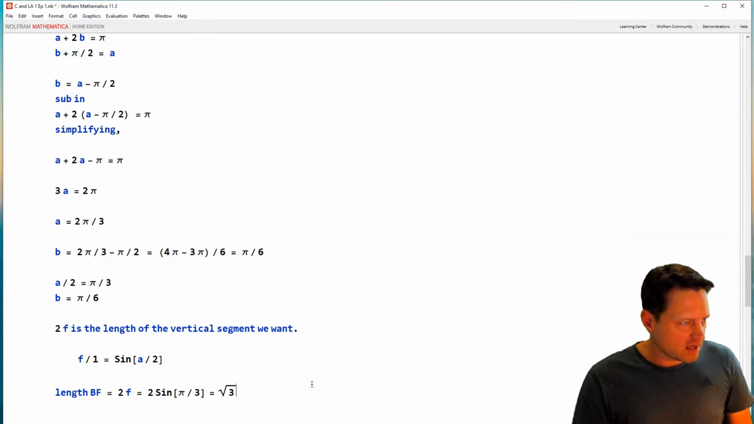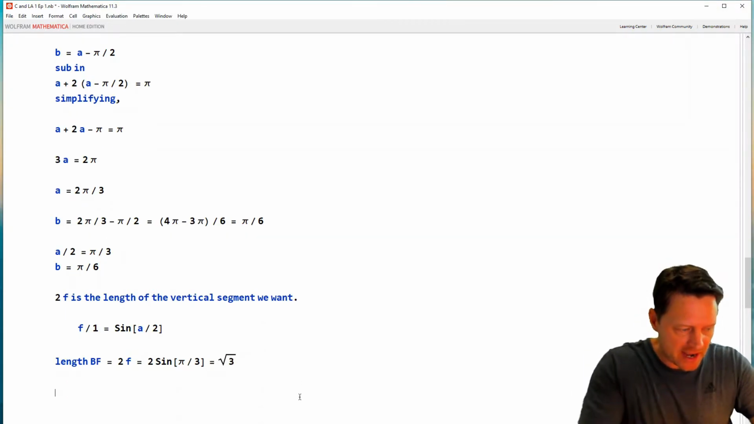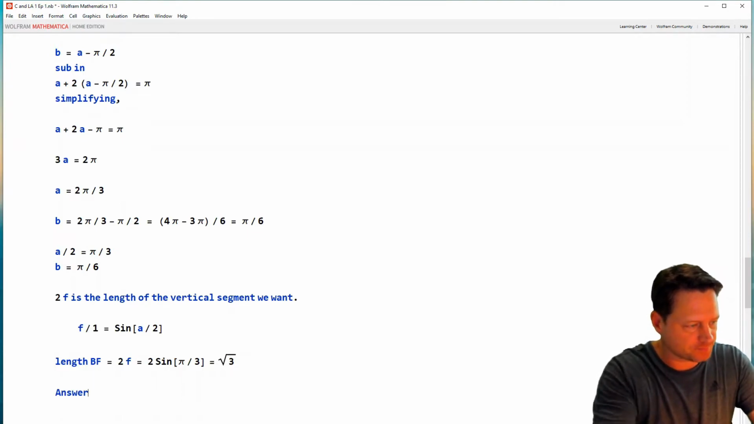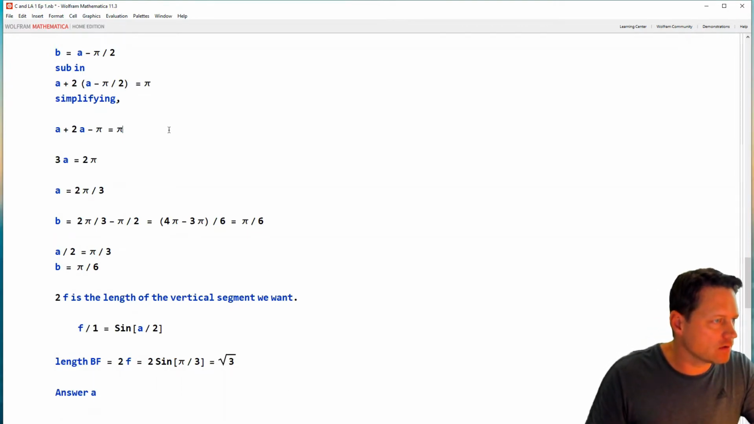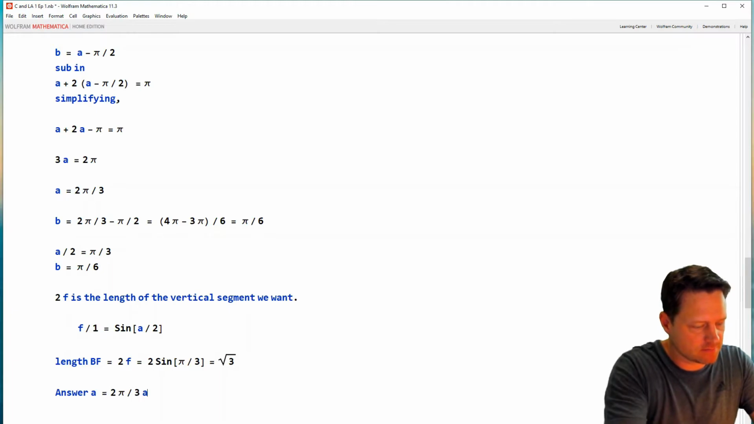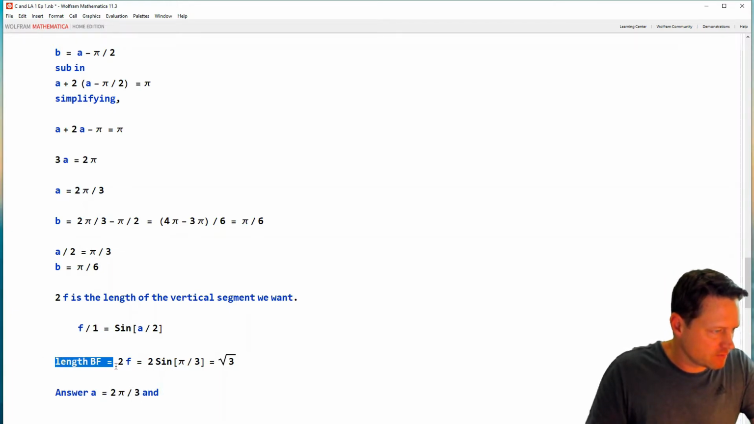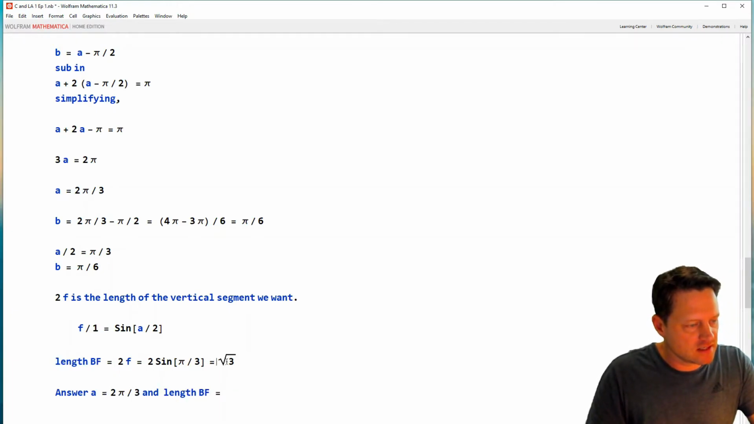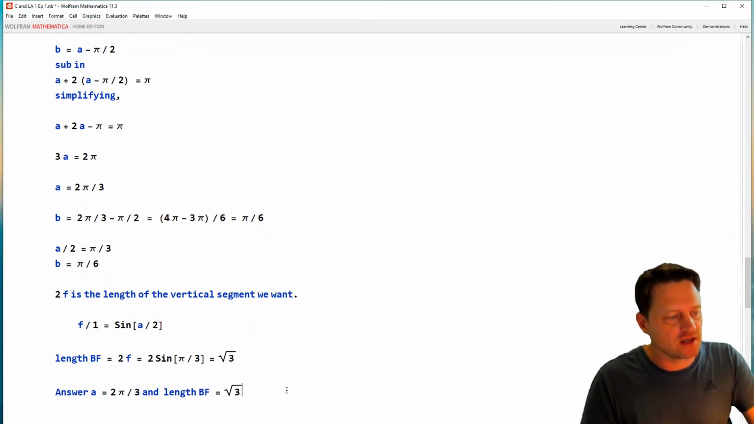Okay, good. So we have answered that. So our answer then is A equals this, and the length of BF is equal to the square root of 3.